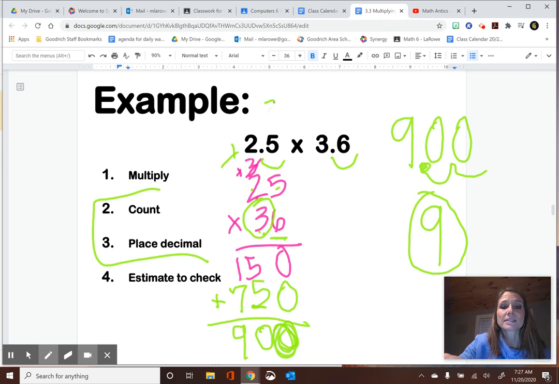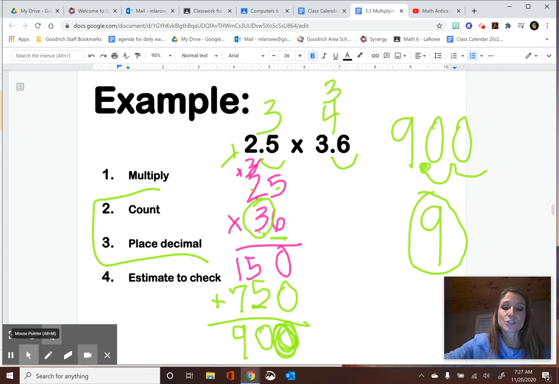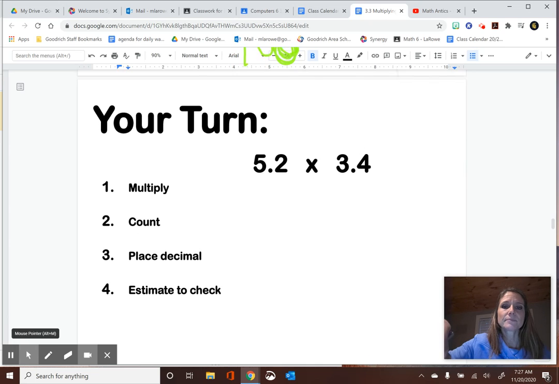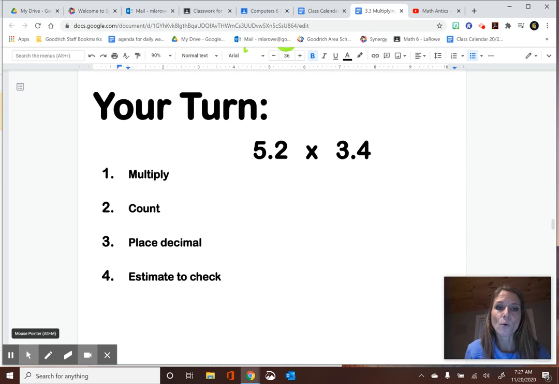I can estimate this to be about 3. This is about 4 or about 3. 3 times 4 is 12, 3 times 3 is 9, and 9 is exactly the number. So I know that I'm pretty close. Give you one to try. We'll pause the video while you multiply these decimals together.